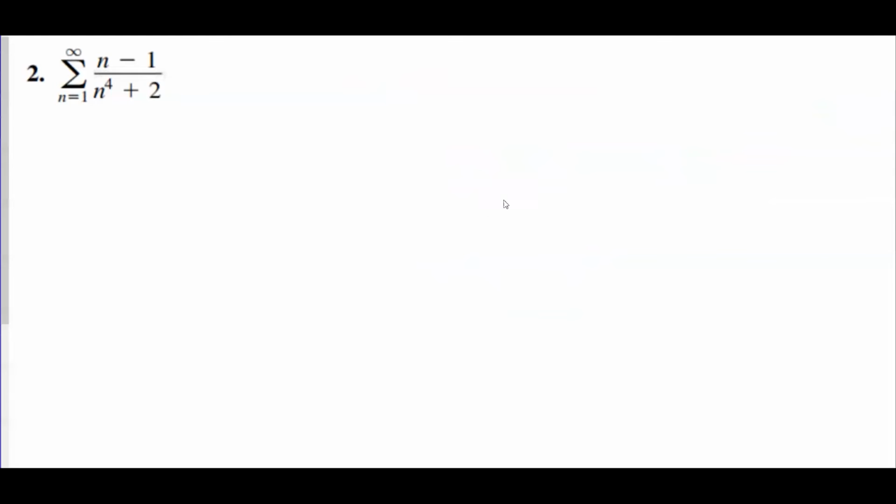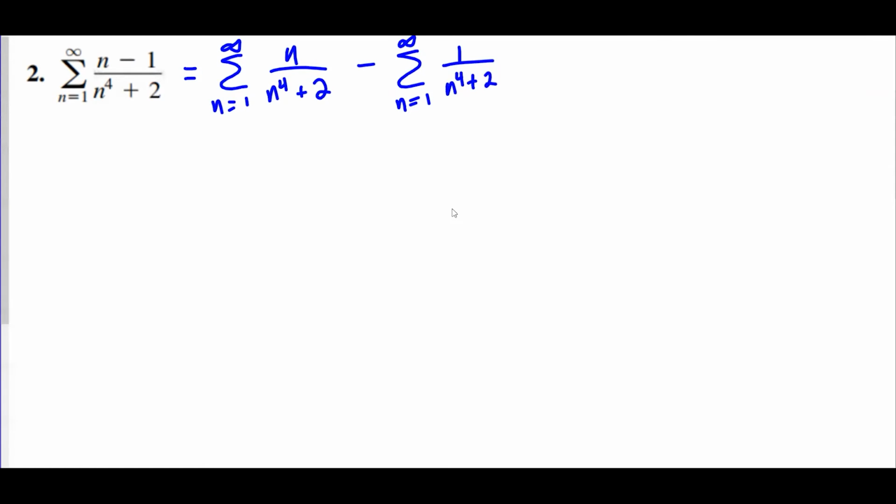Right, the next one is n minus 1 over n to the fourth plus 2. So let's break this up into two separate ones. All right, so we'll just take these separately. n over n to the fourth plus 2, can we compare that to something? Yeah, let's compare it to n over n to the fourth.